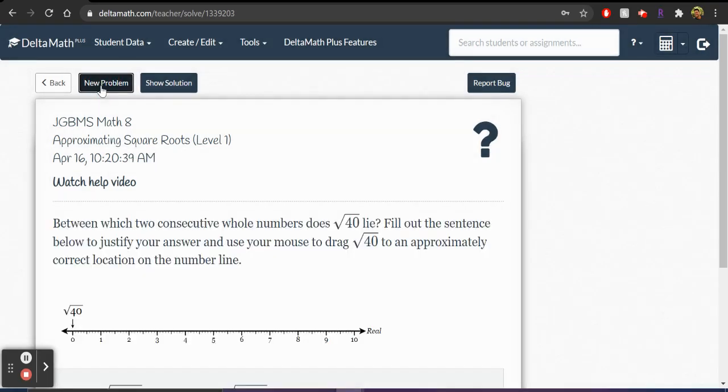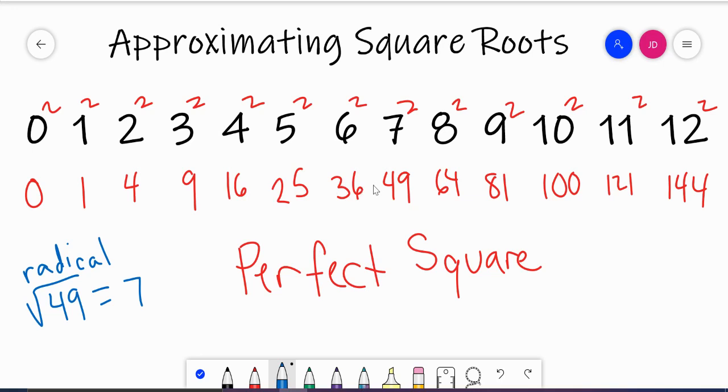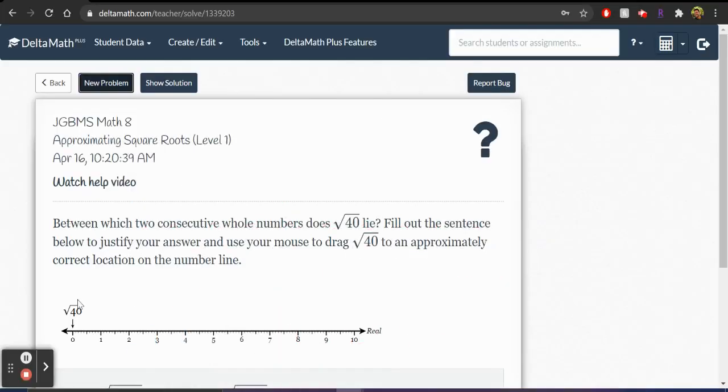Right here, 40. Okay. Square root of 40. Let's take a look. Square root of 40 is in between 36 and 49. That means if I look up, it's between 6 and 7. 40 is closer to 36 than it is 49. So it's going to be a little bit closer to 6 than it is 7. So I'm going to say, oh, that's a little bit closer.